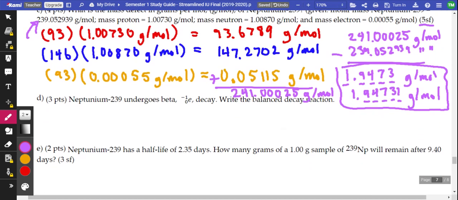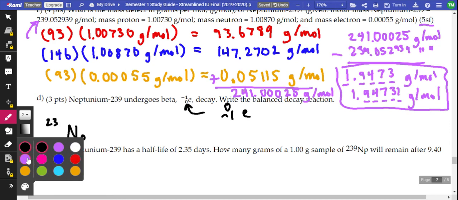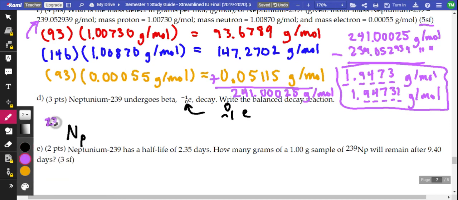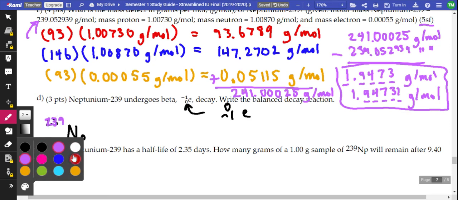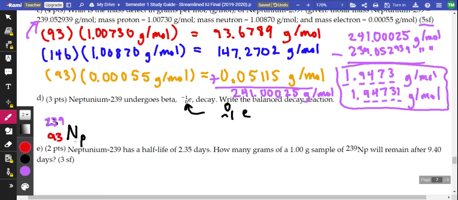Okay, this neptunium-239 undergoes beta decay. This, I believe, is written upside down. This should be 0, -1 E for our beta particle, our high-speed electron that's kicked out. So when neptunium-239 with 93 protons goes through beta decay, a beta particle, this guy, is kicked out.